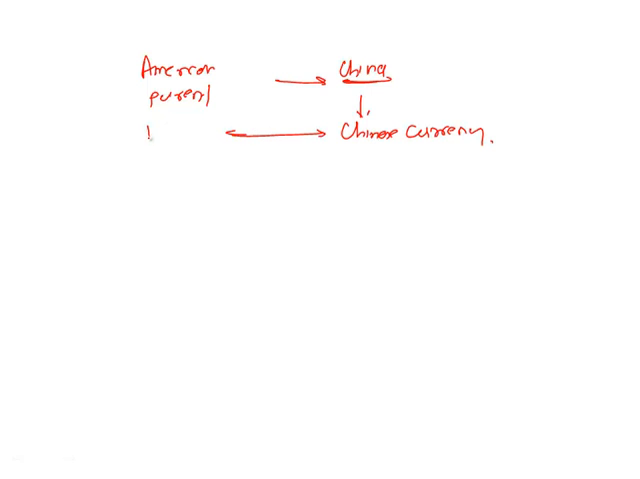Let us say we have an American parent. They have a subsidiary in China, and the entire business of the subsidiary is done in Chinese currency itself. So from Chinese currency to US dollar, which method will we use? Translation, which would be the current method of accounting.